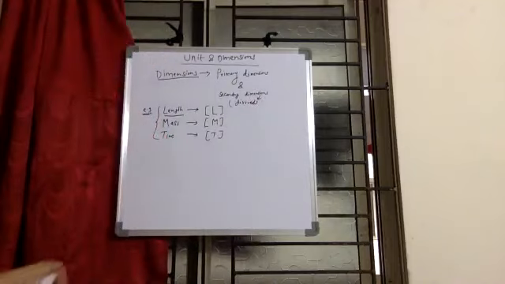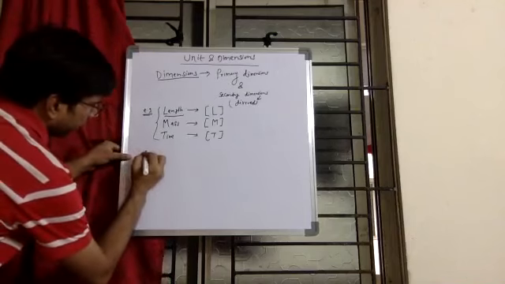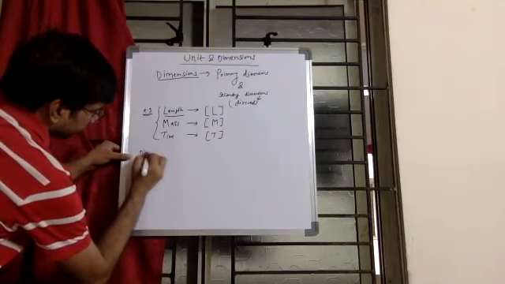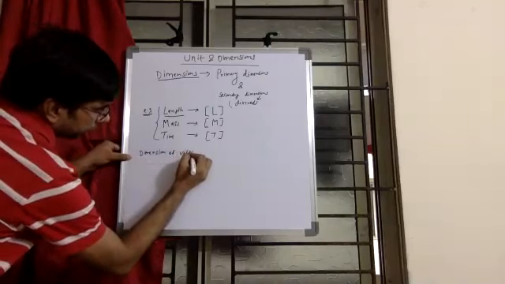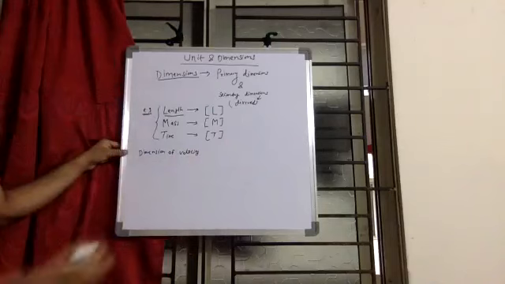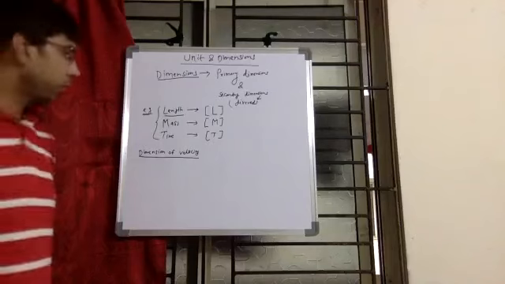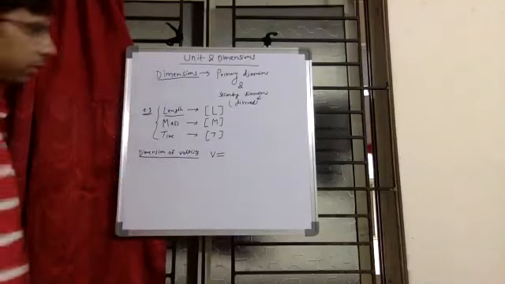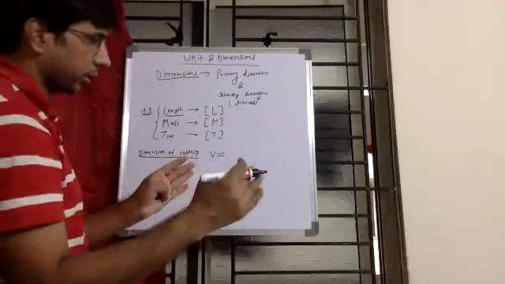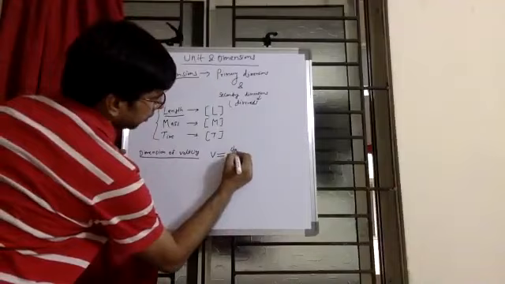Derived dimensions. So, for example, we'll start with the very basic one: the dimension of velocity. Okay. So, what will be the dimension of velocity? As we know, velocity is defined as, I'm not discussing the vector and scalar form, just distance upon time. Right.